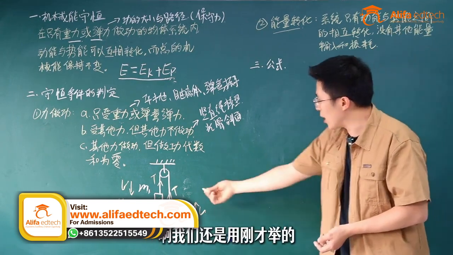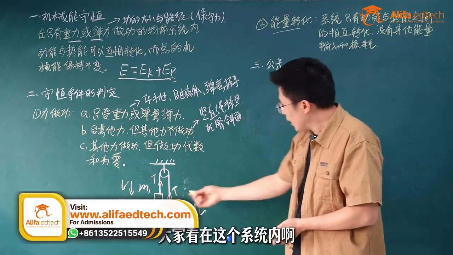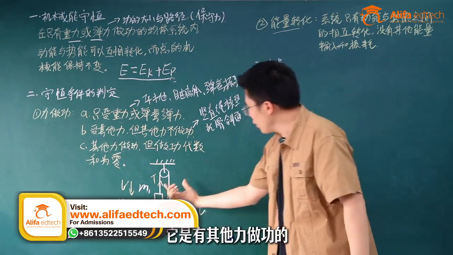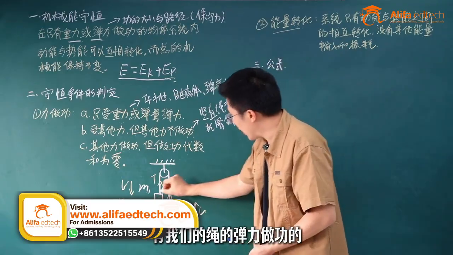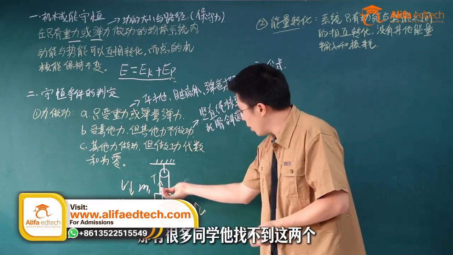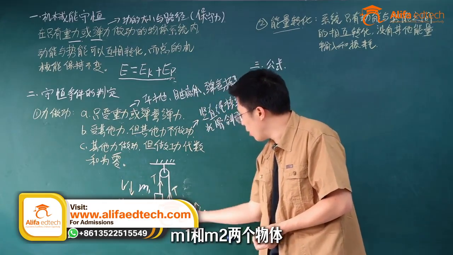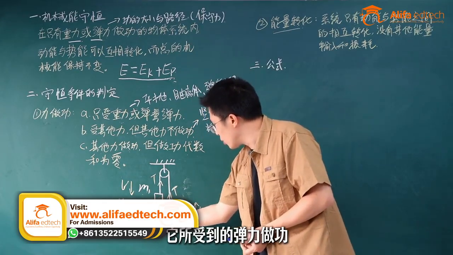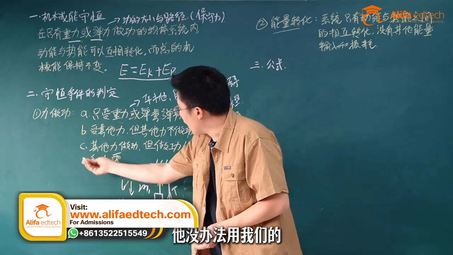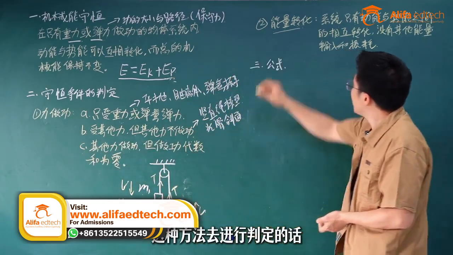Let's go back to the example of the fixed pulley we just discussed. In this system, there are other forces doing work, such as the tension in the string. Many students can't figure out that the work done by the tension on M1 and M2 when added together actually sums to zero. The total work done by the tension on both objects adds up to zero. So using our previous method, we can't really make a determination.